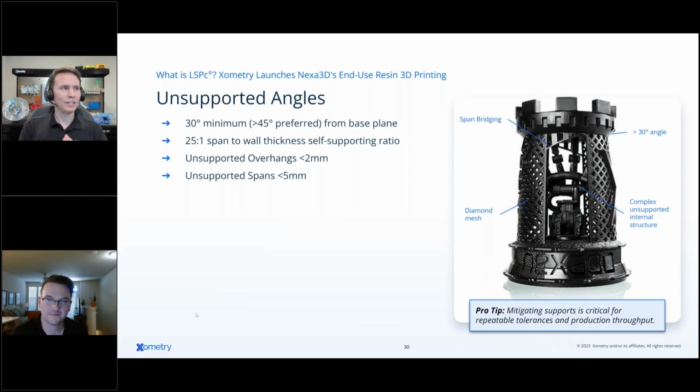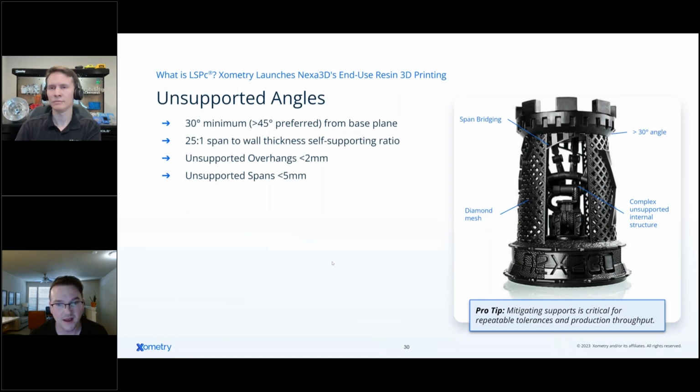So on that note, we're talking about unsupported angles. Do you want to go over what some of these rules are here, Louis? Yeah, so anytime you're looking at unsupported angles in an additive process that utilizes support structures, there's going to be some basic things that you want to keep in mind. The first is, as Greg mentioned, there's recommended and then there's achievable. When it comes to an unsupported angle, the achievable is maybe 30 degrees minimum for an overhang, but for best first time print success, recommended is around 45 degrees without any challenges.